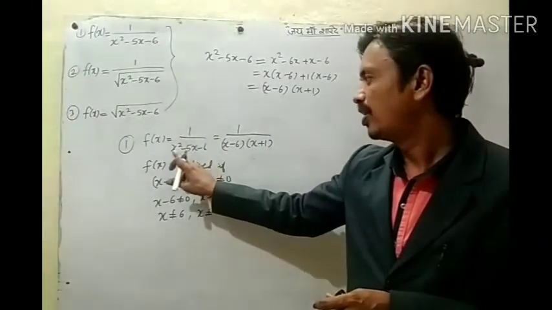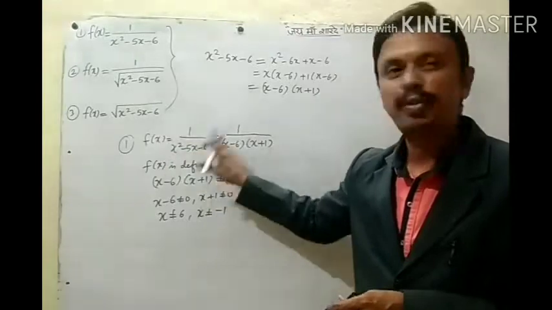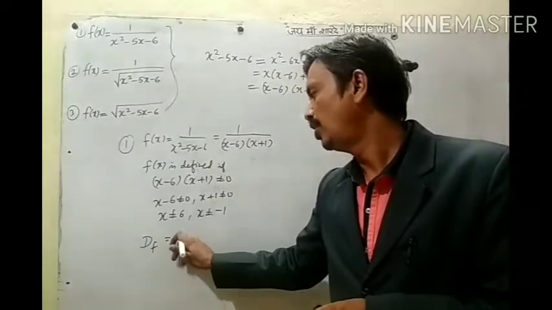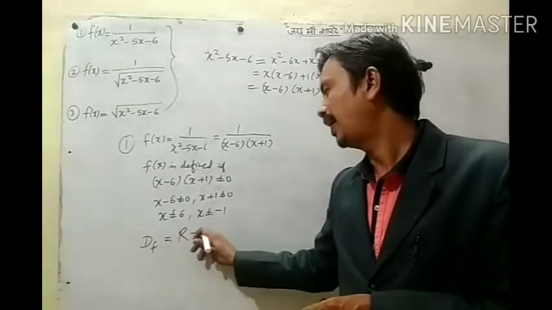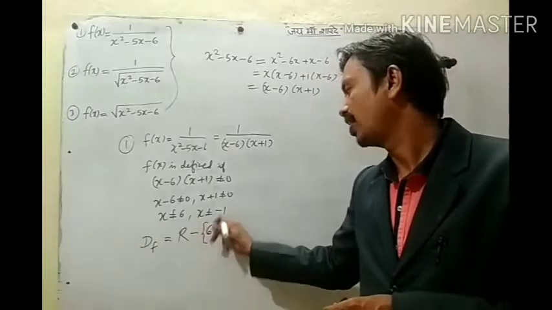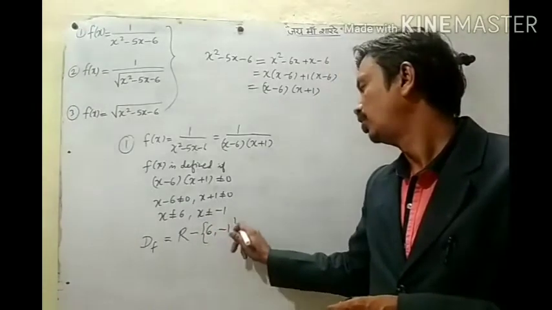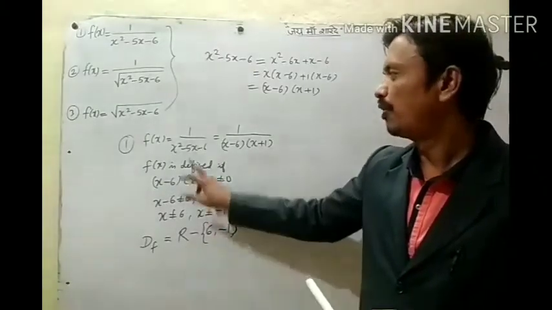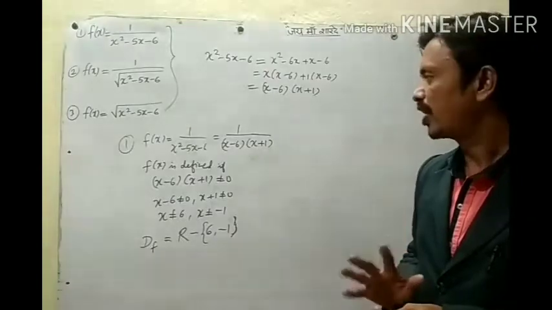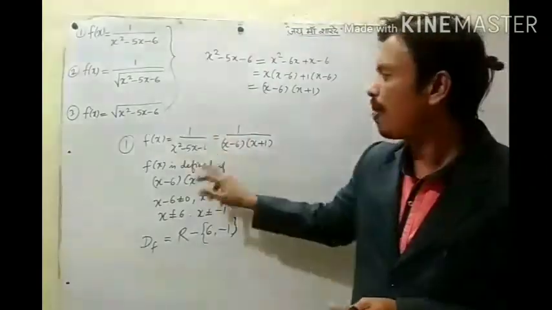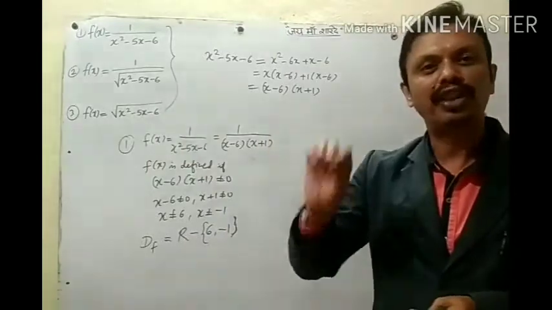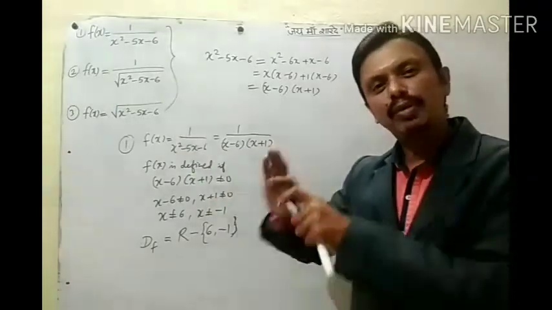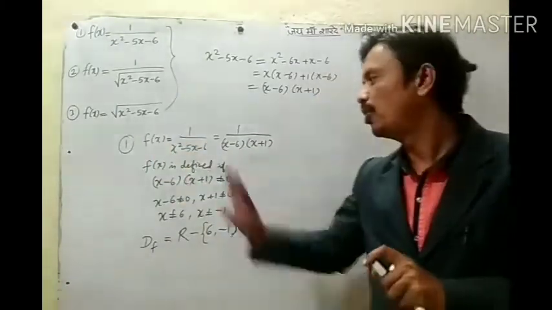If you put here 6, then it will not be defined. Okay? So what will be the domain of this function? Domain of this function f will be the set of real numbers except 6 and minus 1. So this set of these two elements we can subtract from the set of real numbers. So this will be the domain for this function. So if any function is like this, in this form, the denominator should not be 0. For which values of x the denominator becomes 0, that you can find and eliminate from the set of real numbers. That will be your domain.